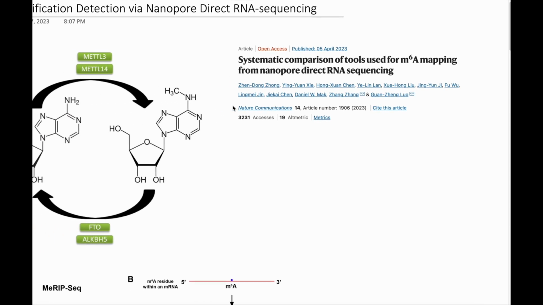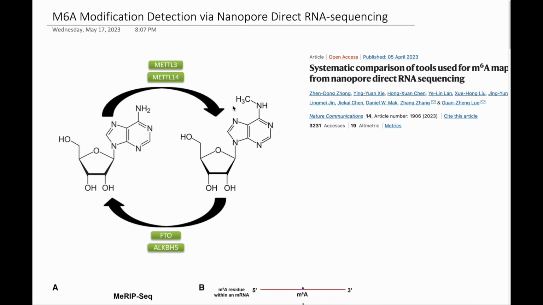But before we dive into it, let's ask a basic question. What is m6A, or what are these m6A modifications? Well, it's a specific chemical modification on the base adenine, as shown in the diagram here. It's mediated by the proteome, specifically by writers such as METTL3 and erasers such as FTO.